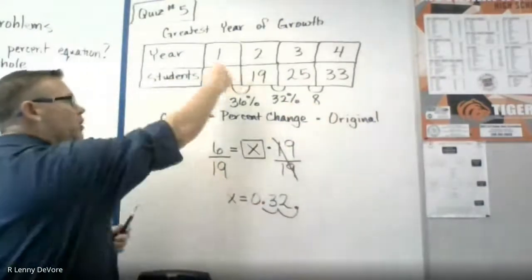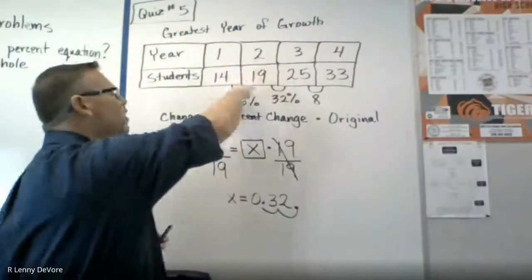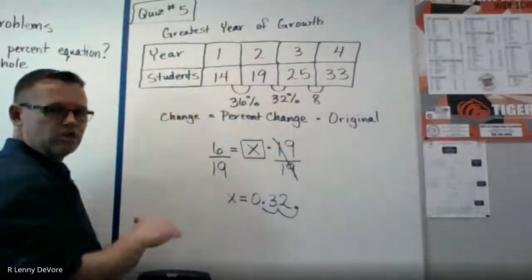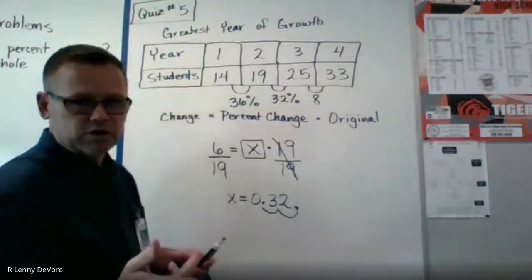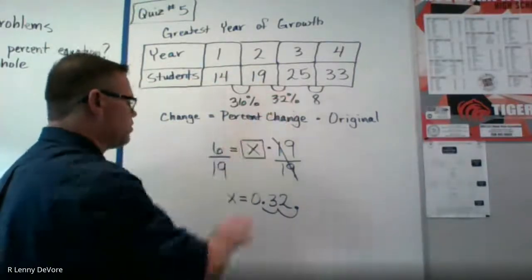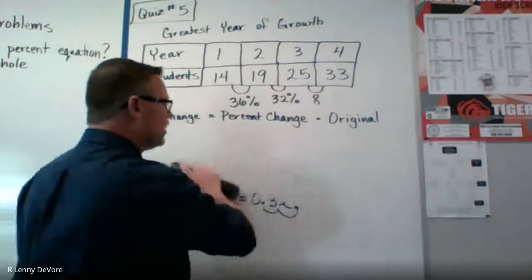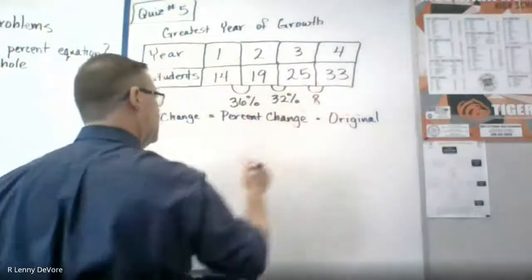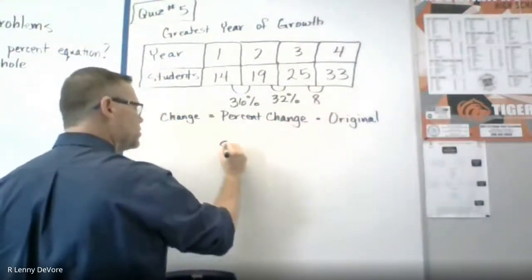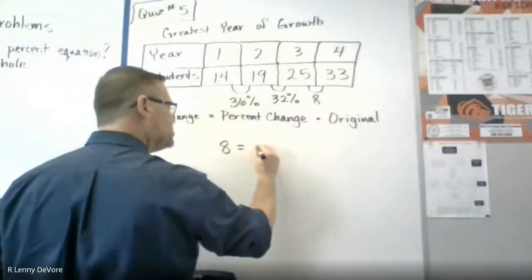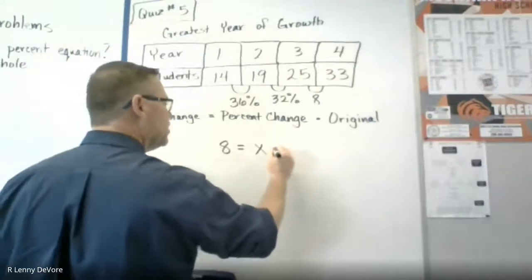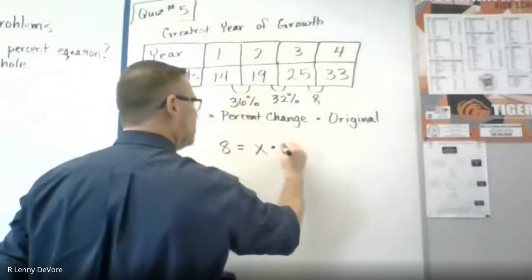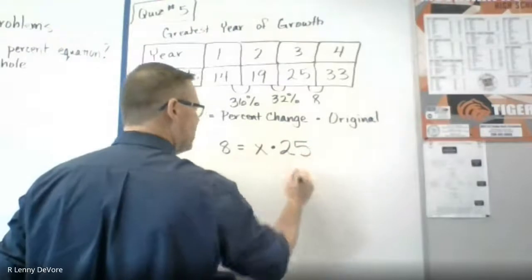Okay, so far the change is bigger; there's more growth percent-wise from year 1 to year 2 than from year 2 to year 3. Okay, so one more left. At this one, it's 8. So 8 is the change. We still don't know the percent change, and we will multiply that by the original, which is 25.